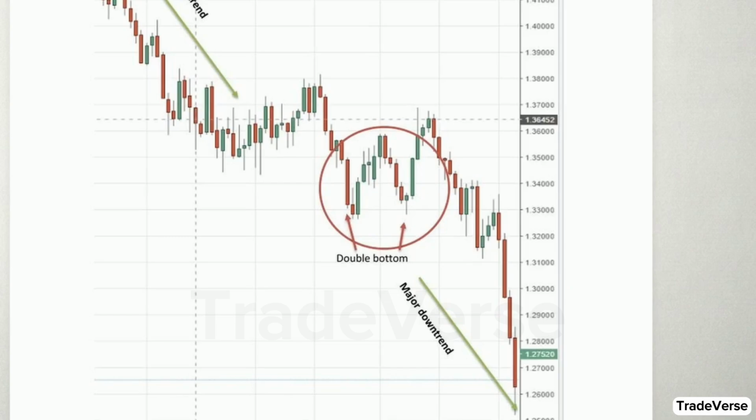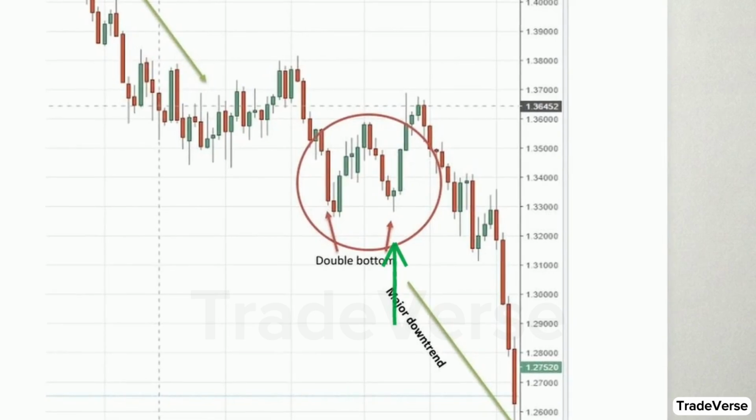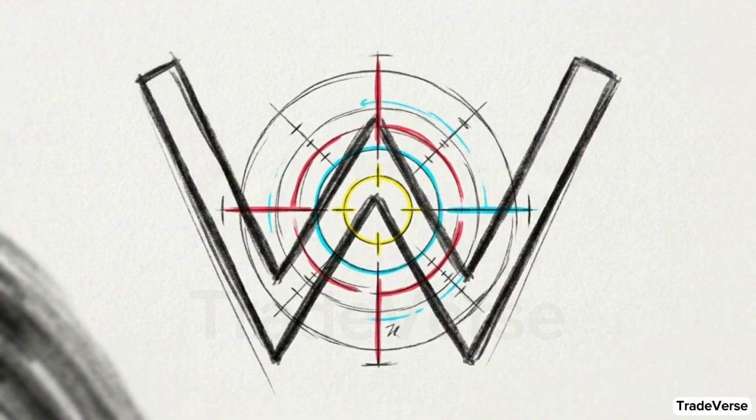The pattern doesn't need to be perfectly symmetrical. The second bottom's wick can pierce slightly lower, as long as the candle's body closes above the first bottom's low. This W shape provides visual proof that sellers attempted to break the support floor twice and failed, indicating severe exhaustion and bearish momentum. Now we identify the peak of the recovery phase, the middle point of the W.